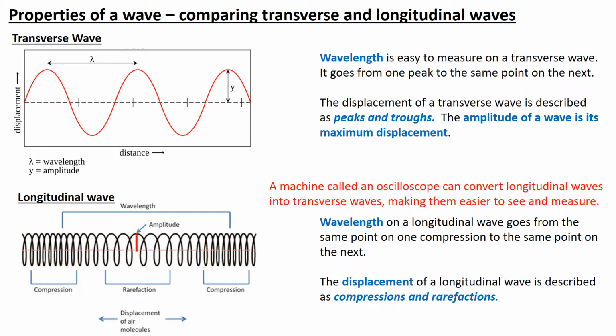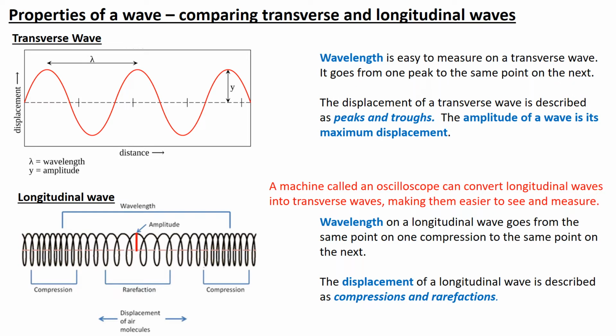Now, clearly, some of you may have seen one of these and some of you may not. The machine we use here to convert longitudinal waves into transverse waves, making them much easier to see and measure, is called an oscilloscope. It looks like a very old television, and all it really does is have one colour on it, which is like a light bluey colour. You will have seen these back in year 7 and year 8. When you get back into school, we will ensure that you get the opportunity to see how one of these works.